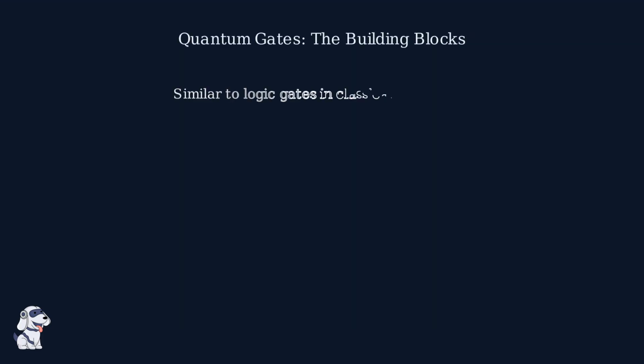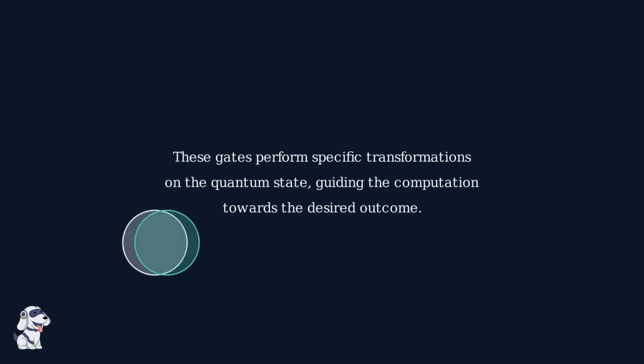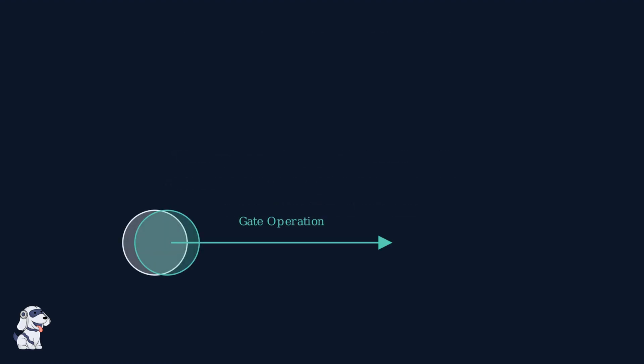Similar to logic gates in classical computers, quantum gates are fundamental operations that manipulate qubits. These gates perform specific transformations on the quantum state, guiding the computation towards the desired outcome.